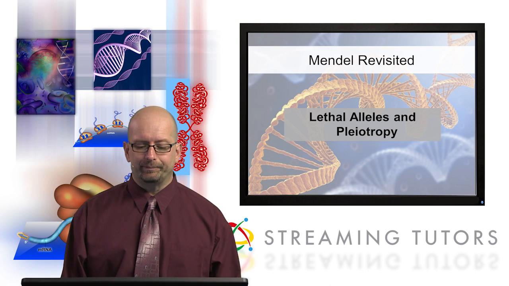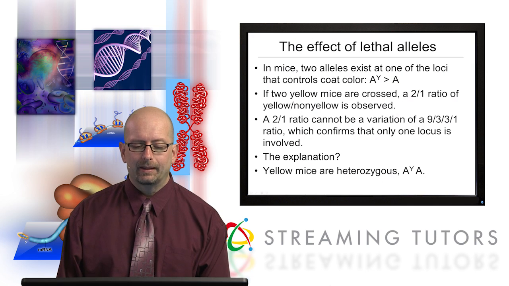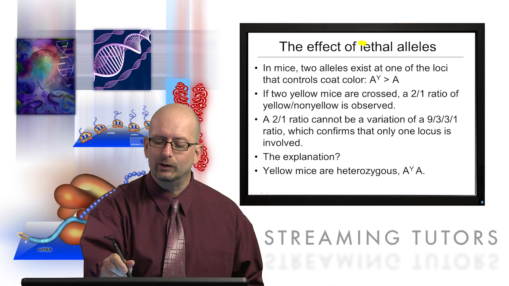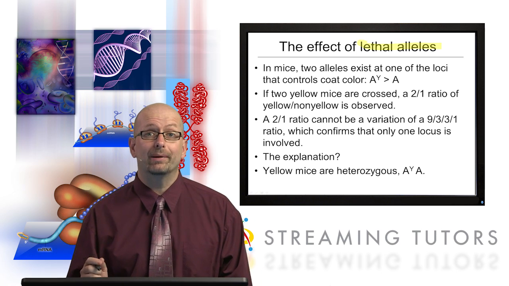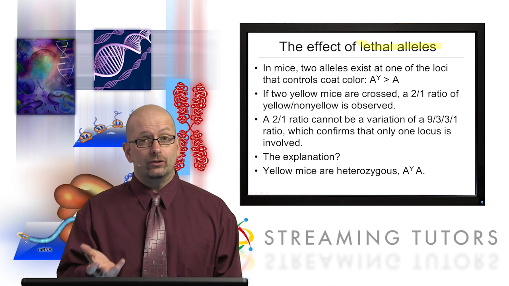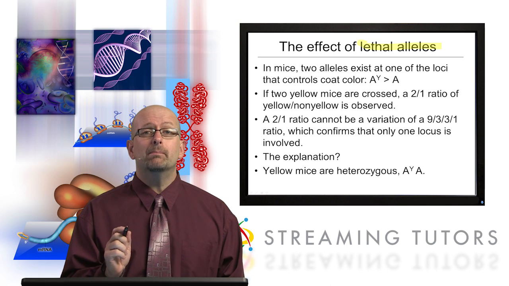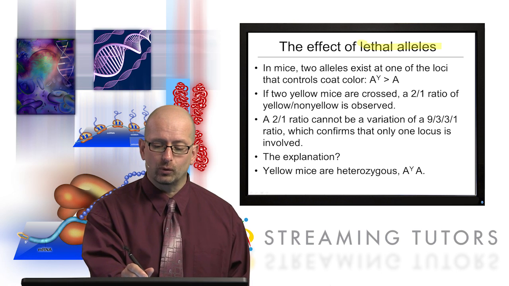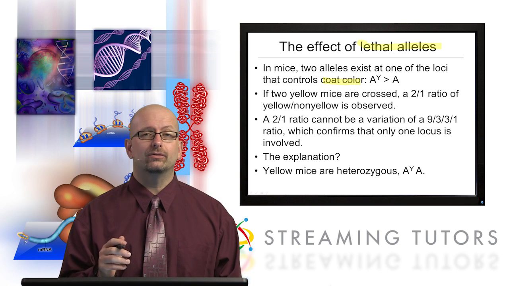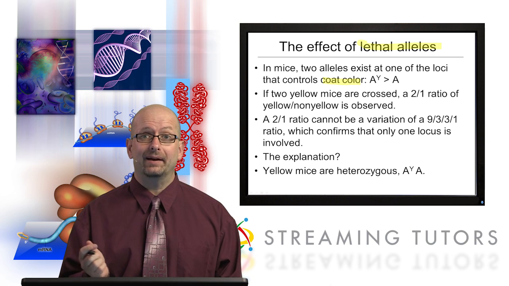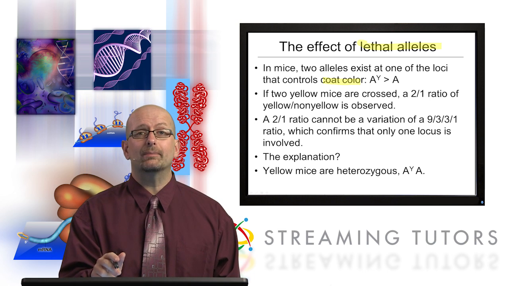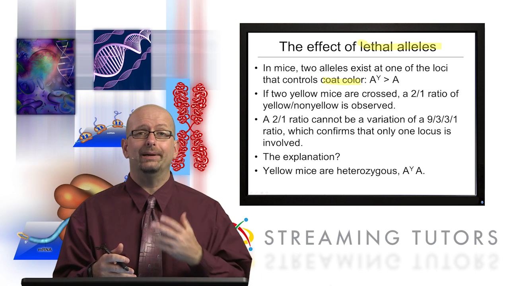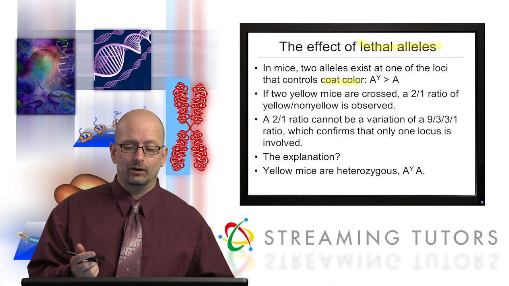It turns out that we're going to see the definition of a lethal allele, but I want to explain to you the experiment that led to the discovery of this. In mice, there are two alleles that exist at one of the loci that controls coat color. Now, coat color in mice is actually a little more complicated than we've let on, but this is the same locus that we were talking about in a previous video that had to do with being agouti versus black, etc.